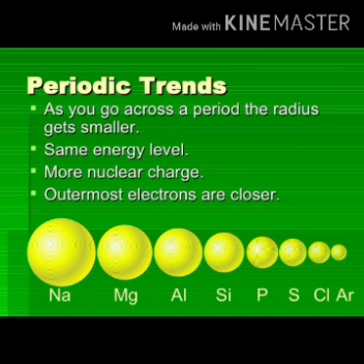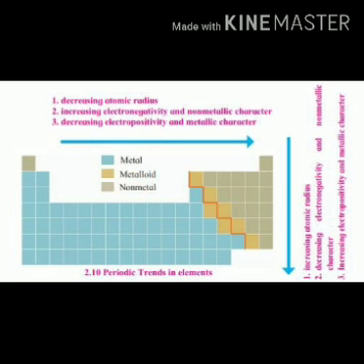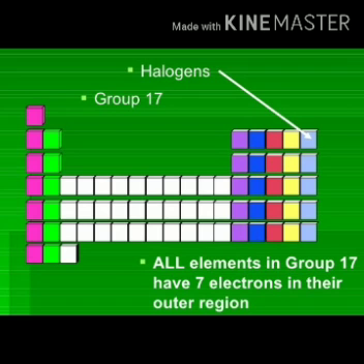So, the next characteristic is atomic radius decreases from left to right and increases from top to bottom. And the last characteristic is electropositivity and metallic character decrease from left to right and increase from top to bottom.